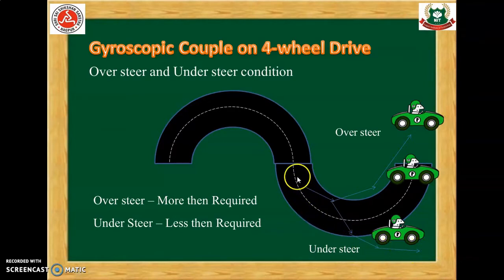Similarly, when you have applied a force to take a turn on this curved path, you have applied the force more than the requirement. So, when you are applying the force more than the requirement, your vehicle goes on the left hand side. So, you have applied more force, that is oversteer condition.